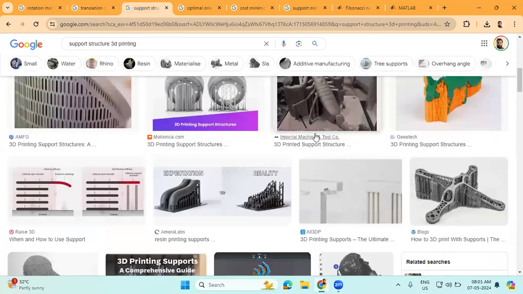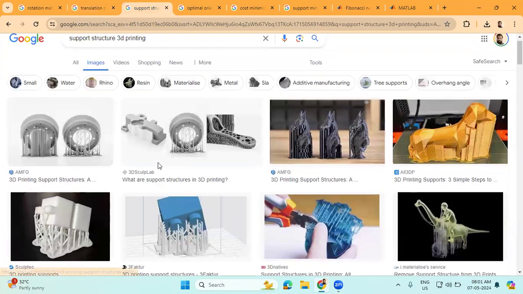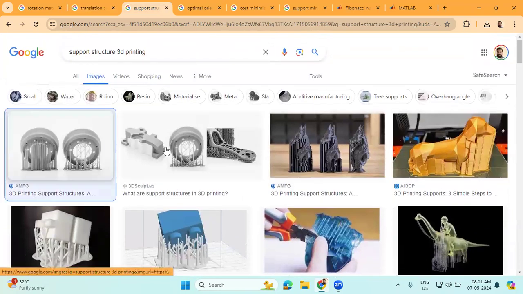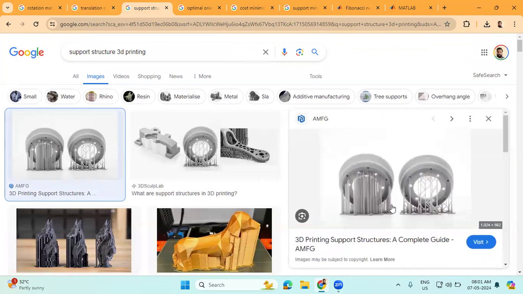Then coming to the support structure. What is a support structure used in 3D printing technology? A support structure is a crucial component of 3D printing that is added to a model during the slicing process. When a model is sliced, the software analyzes the design and identifies any overhanging or bridge structures that require additional support. The support structure is then generated and added to the model.